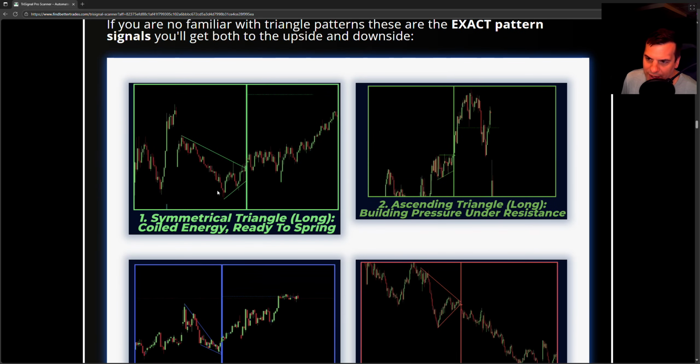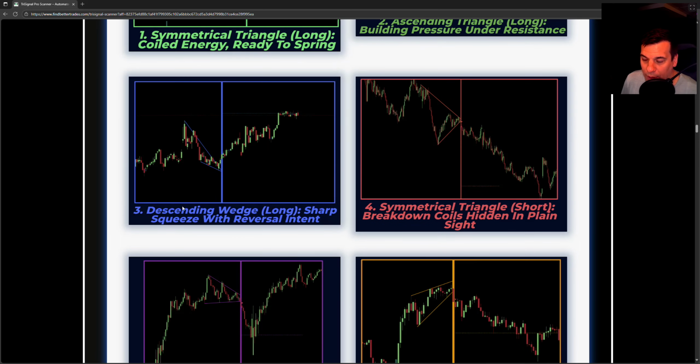Essentially, it's going to identify 6 different triangles. The Tri-Signal Scanner is identifying 6 different triangles, and they are: number 1, a symmetrical triangle, which will be a long position, which is essentially what I just showed you. Number 2, an ascending triangle, and it looks like that. That's essentially what that one would be.